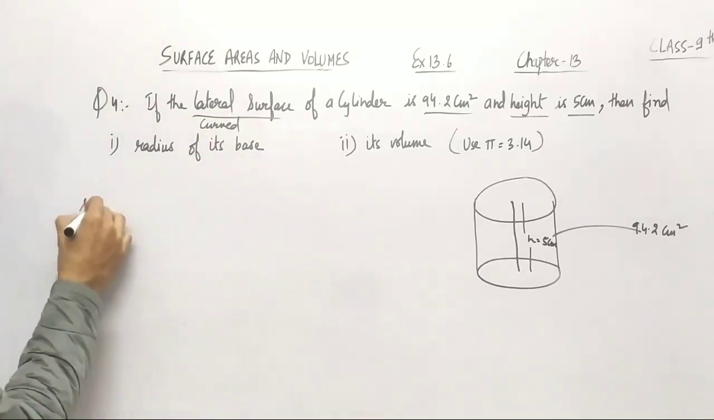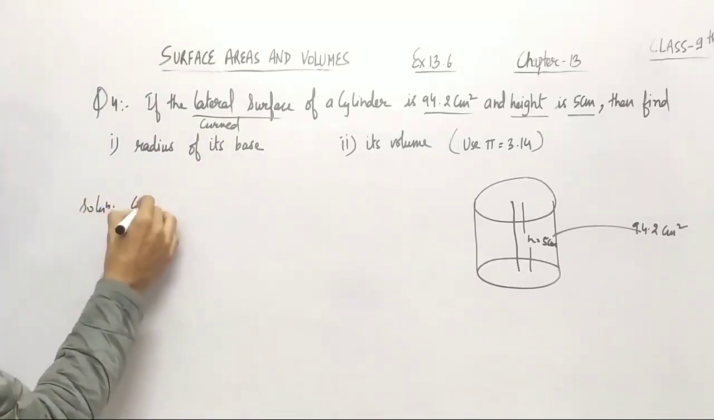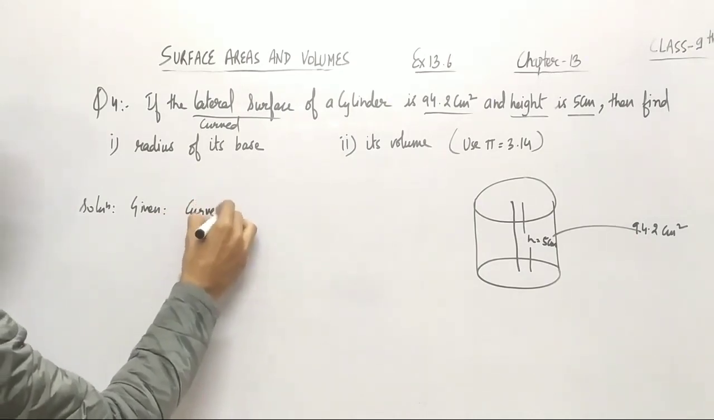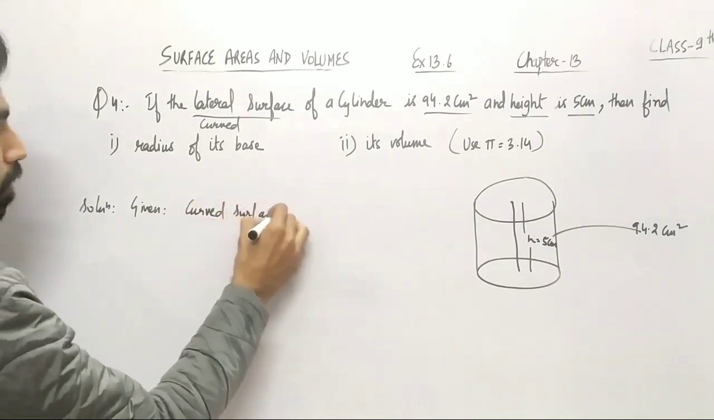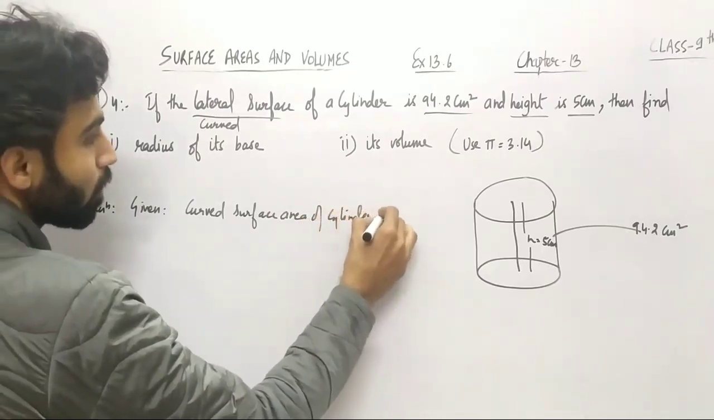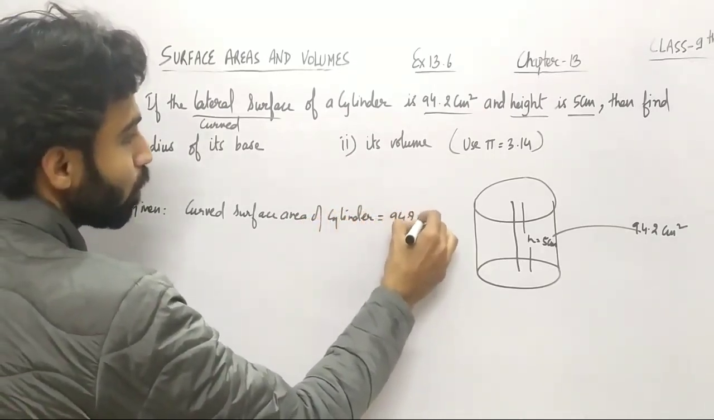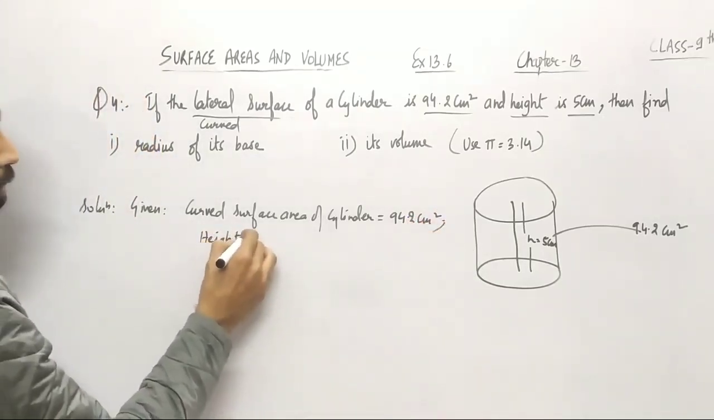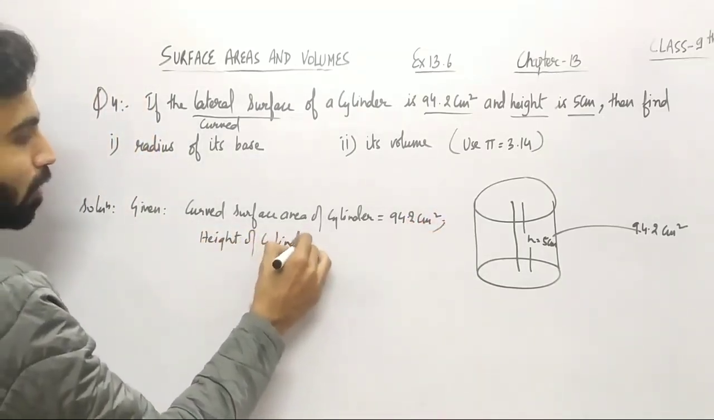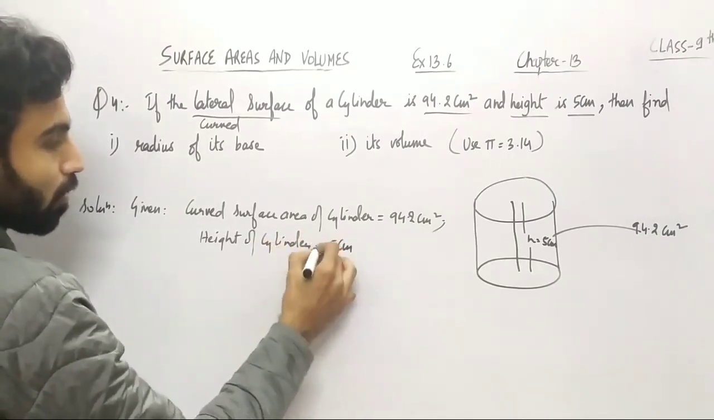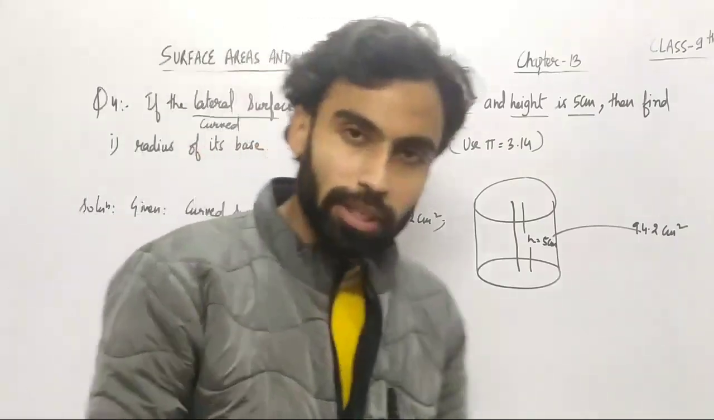So let me just start off the solution with the given thing, right? So हमें given क्या है? Simply the curved surface area of cylinder. So that is 94.2 centimeters square. Also you can see the height of cylinder is 5 centimeter, right? So ये था given thing हमें.